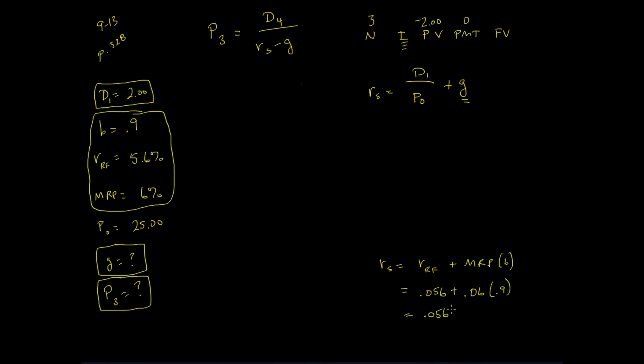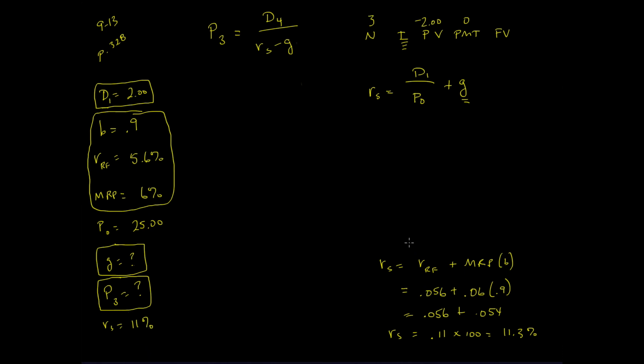So 0.056 plus 0.06 multiplied by 0.9 is 0.054. R sub S is equal to 0.11. Multiply that by 100, and I get 11%. So I have figured out R sub S using a formula from chapter 8. So I can add that to what I know. I know that R sub S is equal to 11%. Now, how does that help me?